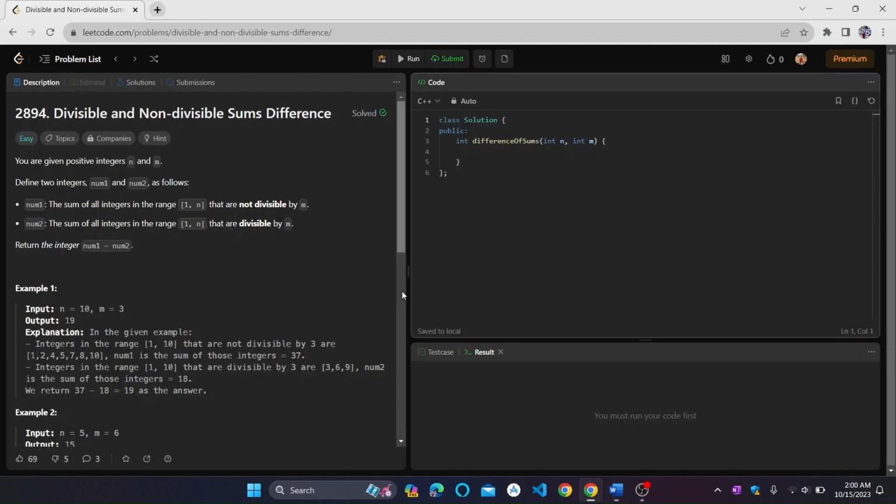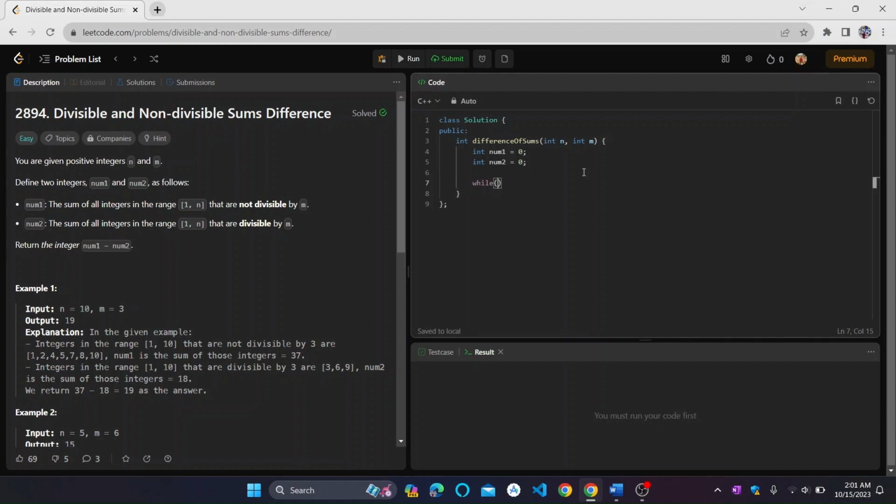Okay, let's do the coding. So we get two integers n and m. Now we have to solve the problem. First we have to initialize both, num1 and num2, since we have to do the sum for num1 and num2. So we just initialize num1 as 0 and num2 as 0. Then we have to run a loop for getting all the values of n.